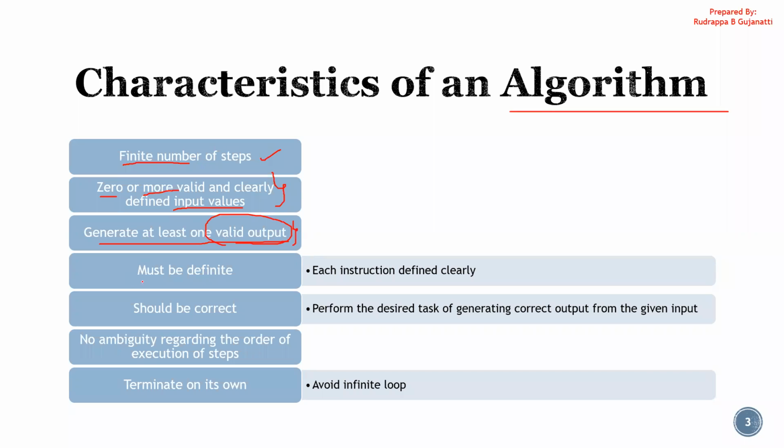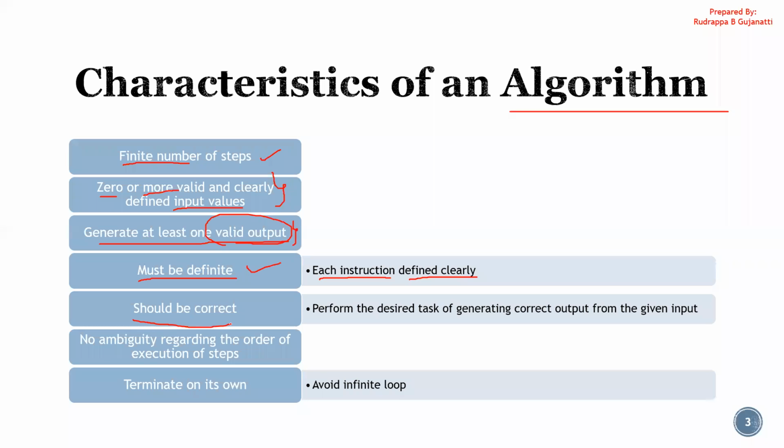Now, apart from this, an algorithm must be definite. What this implies is that each of the instructions you're providing under the algorithm should be defined clearly. That is, all the statements should be clearly specified so that it is easily understandable. So, that is what definite implies in this case.